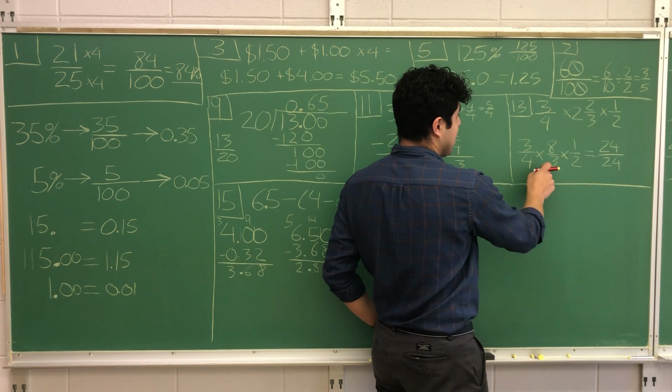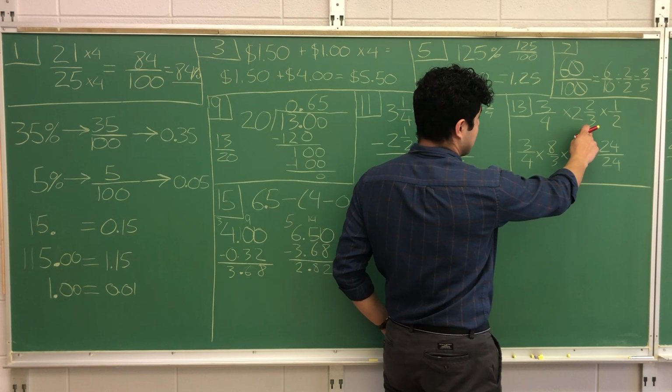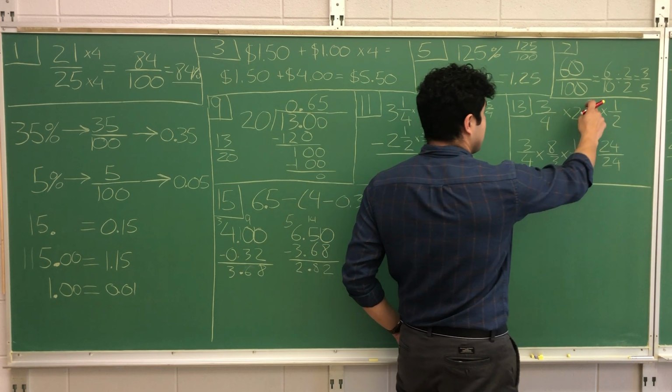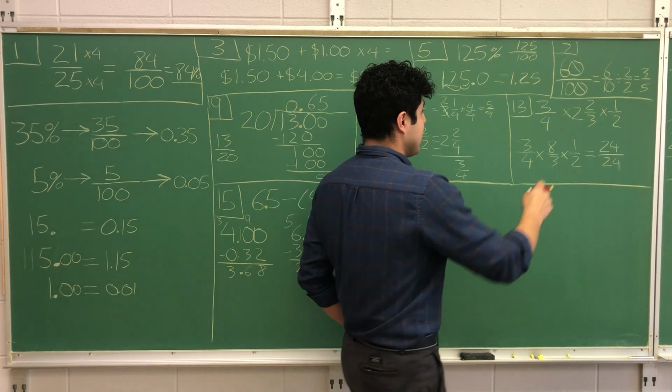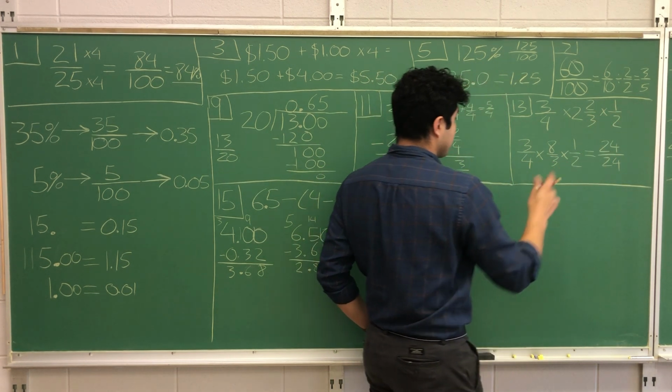The way we turn a mixed number into an improper fraction is we multiply the denominator by the whole number, so 3 times 2 is 6, plus the numerator is 8. So now I've got 8/3. And then my 1/2 can remain the same.